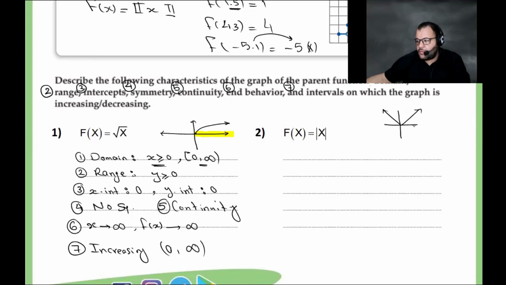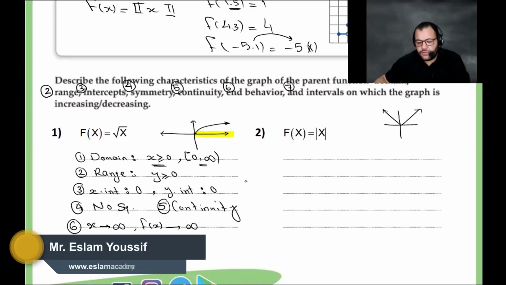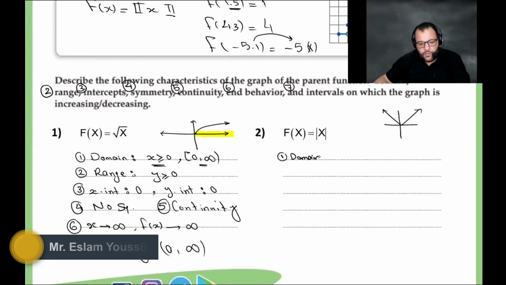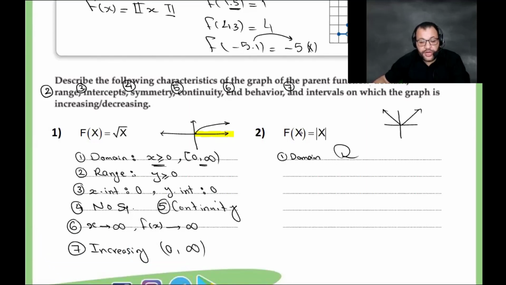The domain is all real numbers, from negative infinity to positive infinity. So the domain is R. You can replace x with any number. But what is the range? y is greater than or equal to 0.